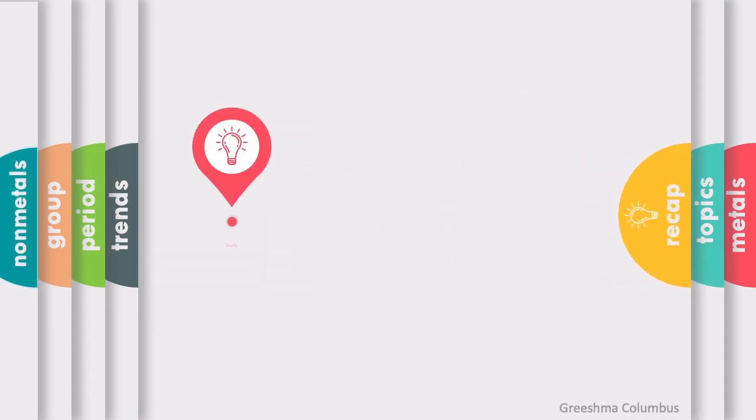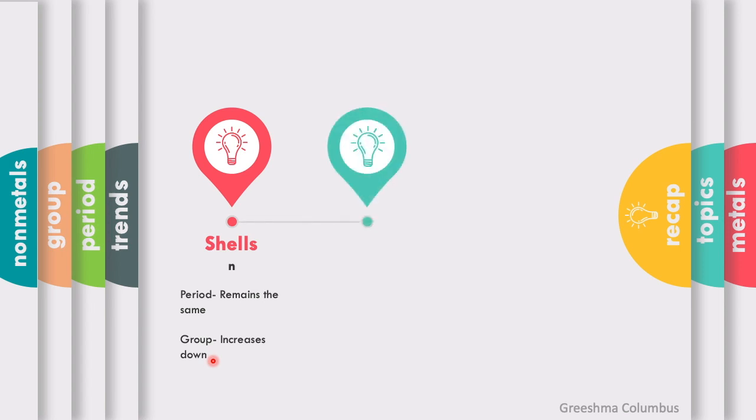We know about the shells in the periodic table going across the period and down the group. We also know that the number of shells is denoted by the principal quantum number n, and it remains the same across the period, while across the group, the number of shells increases by 1 as you go down the group. The second thing that we know is related to the atomic size.